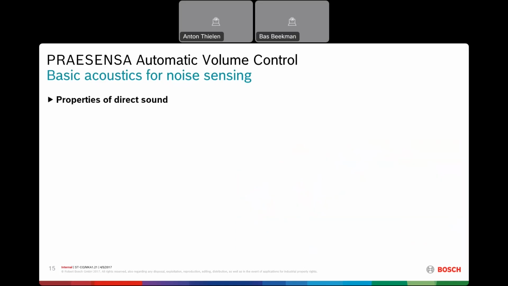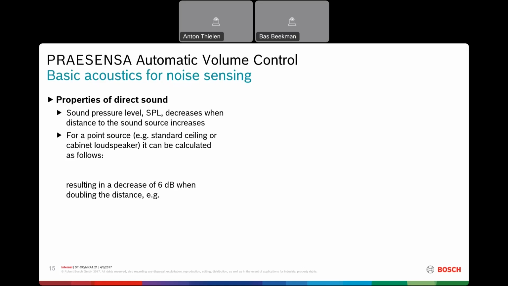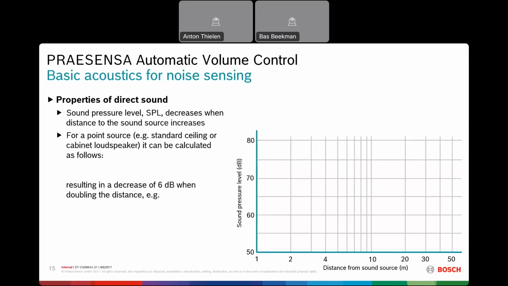Well, the properties of direct sound differ from the reflected sound. For direct sound, when you look at the sound pressure level, that decreases when the distance from the sound source increases. So when the sound source is further away, your sound pressure goes down. So you have less sound. Yeah, that's I think pretty logical.